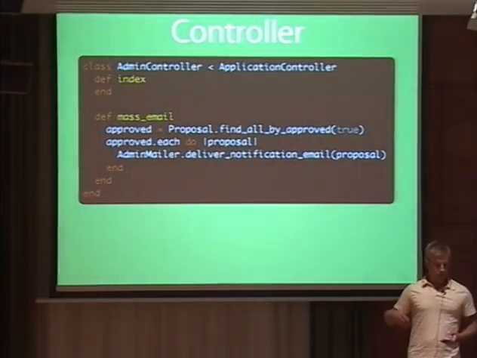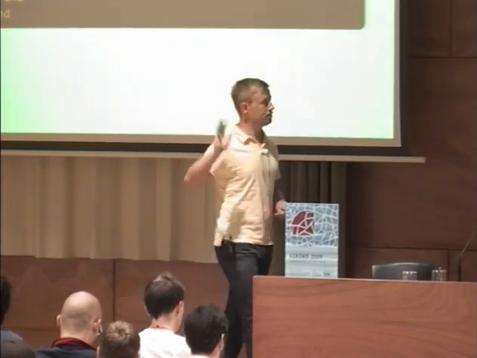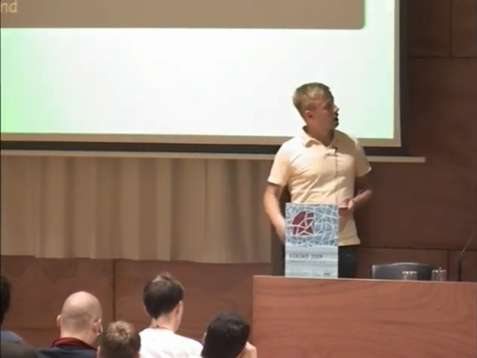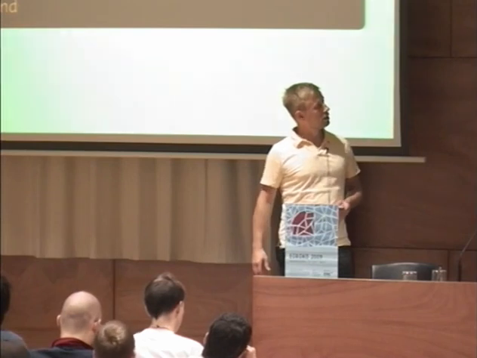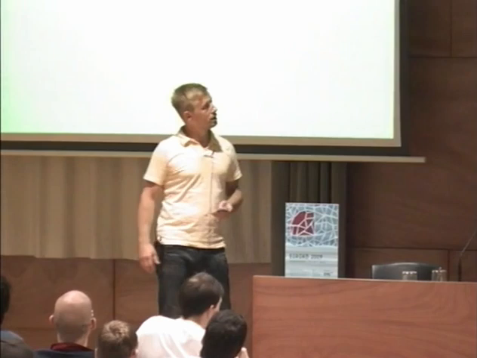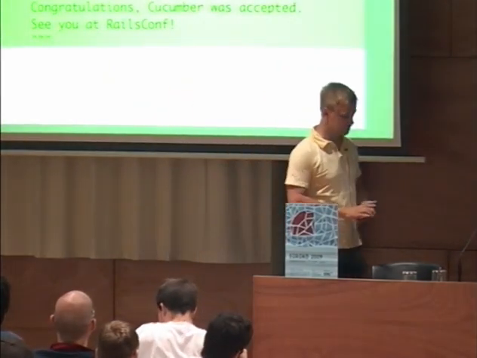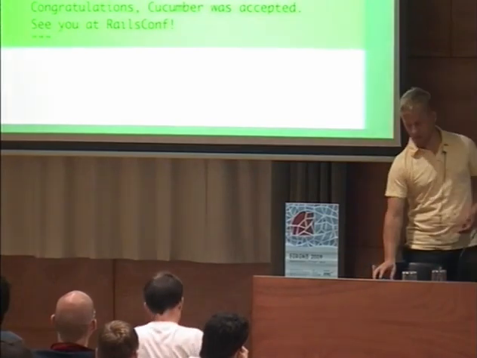And I have to implement now the logic that will actually send the email. I'm looking up all the proposals that have been approved, iterating over them, and sending off the email. And a little mailer class. This is just classic Rails. And a little mailer template. And I run it, and everything is green. And you're sitting out there, and you're like, what?